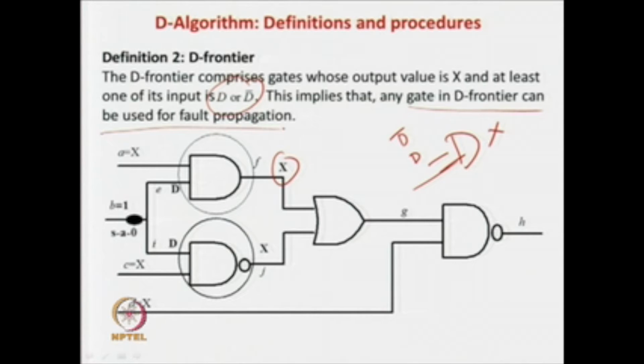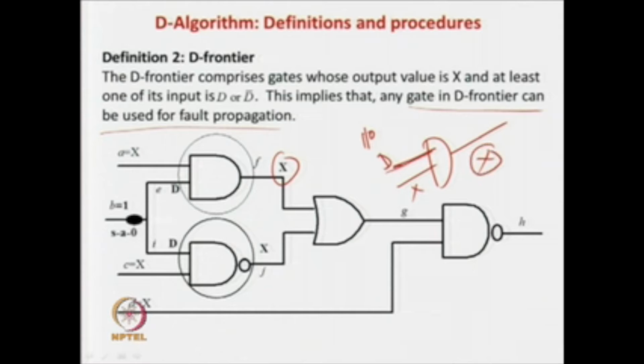Let us now look at what this definition means, because this is one of the most important notions to be used in the D algorithm. Say for example, we have an AND gate like this, and initially all the nodes are x, we do not know the values for the time being. Now we say that this input is D, that means normal case 1 and fault case 0, so this line is capable of propagating the fault. If I know that the output is x, that means as of now I do not know the value, so there is still scope for D to be propagated over here if you apply a 1 on the other input. That means this AND gate is capable of fault propagation.